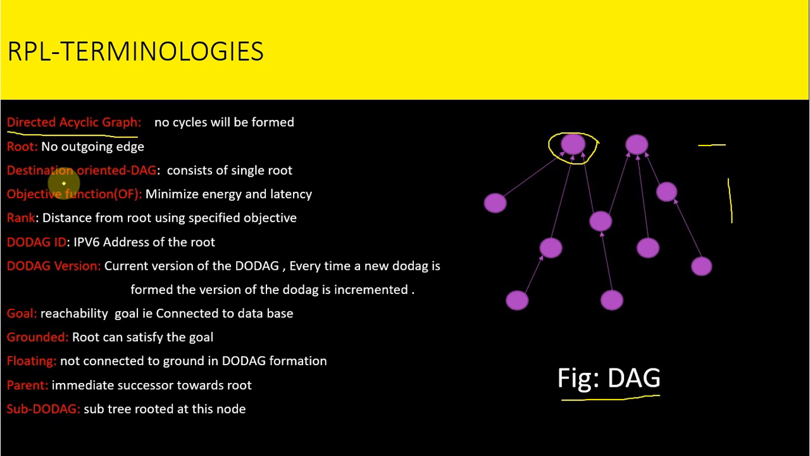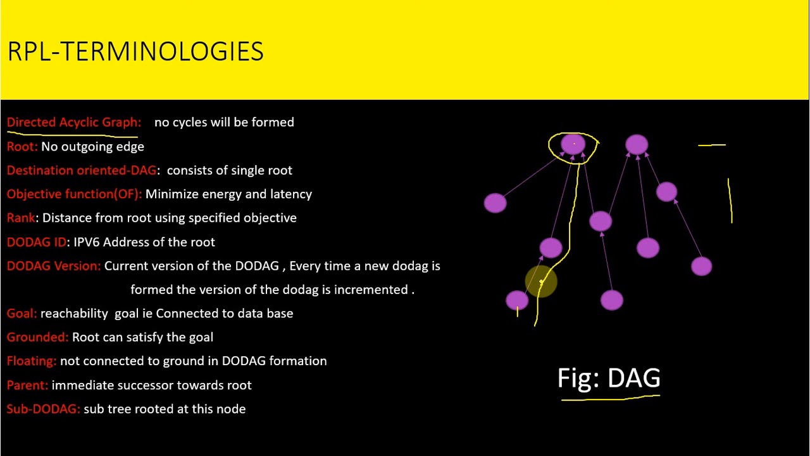Then destination oriented DAG, that is DODAG, which consists of a single root. A DODAG is a single path from the child to the root node. So this is one DODAG, starting at this node and ending at this node. That is the meaning of DODAG: a particular or unique path between the root and the child node.